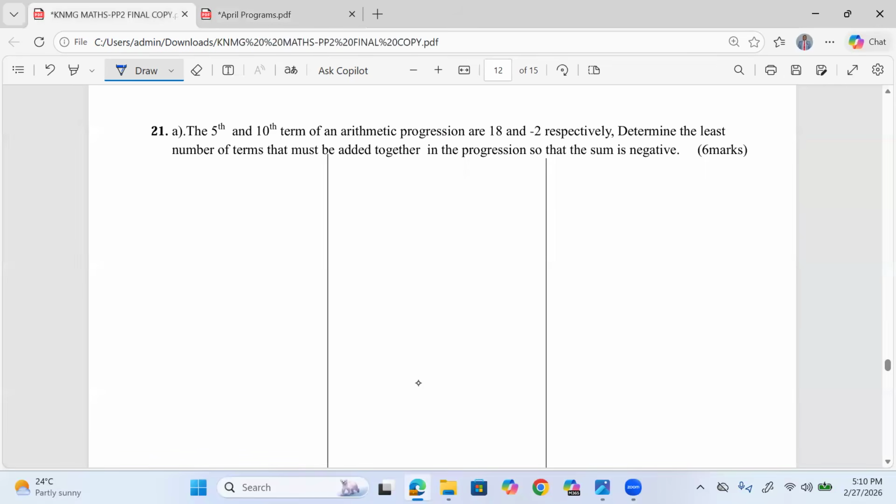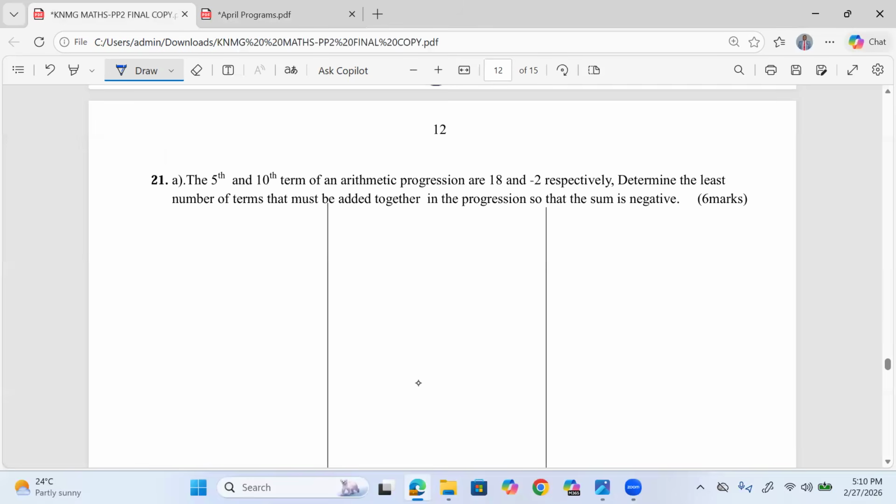Question 21 on sequences and series. Now, the 5th and the 10th terms of an arithmetic progression are 18 and -1 respectively. Determine the least number of terms that must be added together in the progression so that the sum is negative.